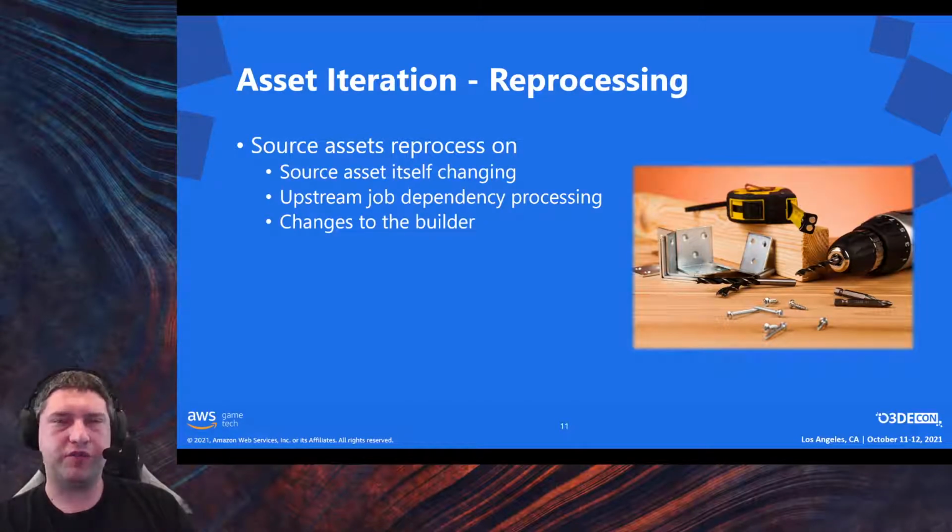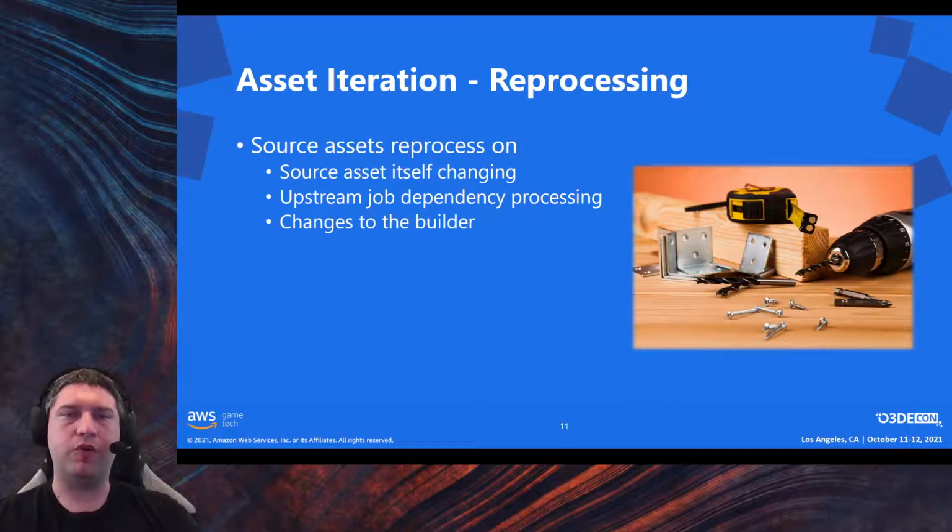When you make a change to the source asset, the asset processor has tracked the timestamp of when it last processed that file. If the timestamp on the file on disk no longer matches the timestamp of the last process, it will reprocess the file and you'll get updated product assets.